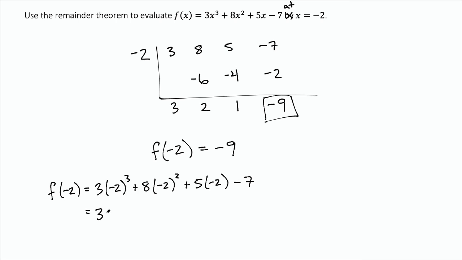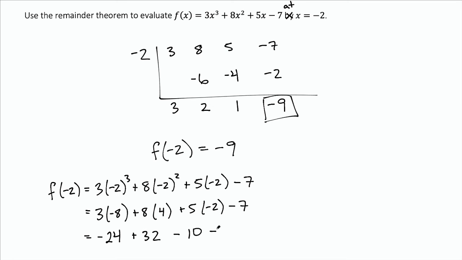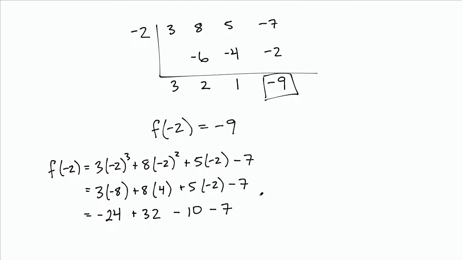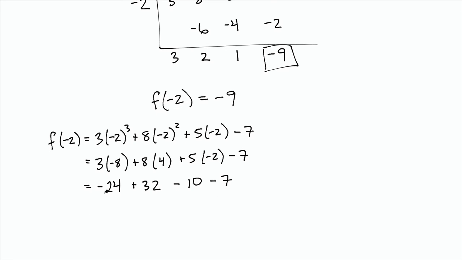So negative 2 cubed is negative 8, and negative 2 squared is 4. That was doing our order of operations: we did our exponents first, then our multiplication. This is negative 24 plus 32 minus 10 minus 7. Then we can simplify. Negative 24 plus 32 is 8. Minus 10 is negative 2. Minus 7 is negative 9.